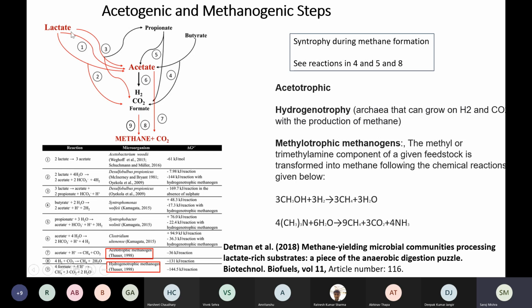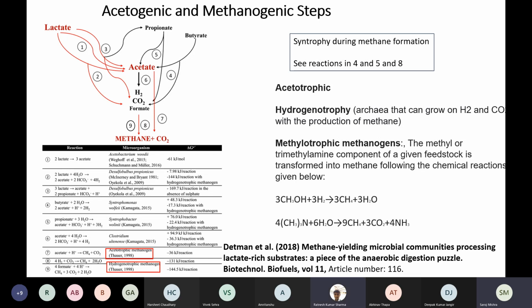If you have lactate, it can be converted as shown by the first group of microorganisms. Lactate can be directly converted into acetate. Okay, so is this part clear to everybody? I think it's a very clear, very self-explanatory slide where you will see how short chain fatty acids can be converted into acetate, or they can also be converted into hydrogen and carbon dioxide.